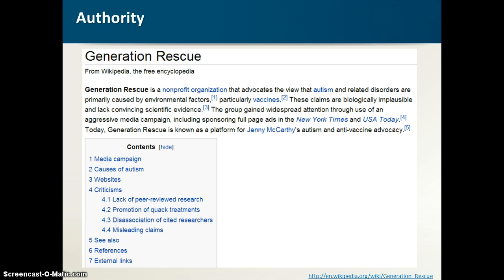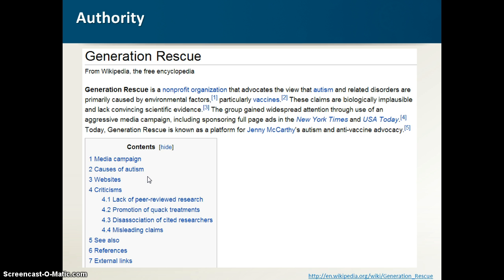And if I go here, what I learn is that Generation Rescue is a group that advocates the view that autism is caused by vaccines. These claims are biologically implausible and lack convincing scientific evidence. And if I go down to the section on criticisms: lack of peer-reviewed research, promotion of quack treatments, disassociation of cited researchers, misleading claims. That's some pretty damning stuff.